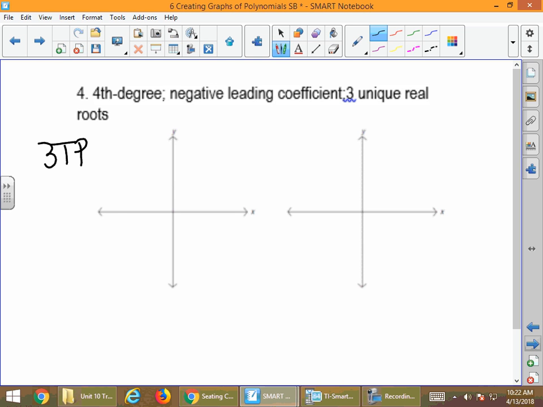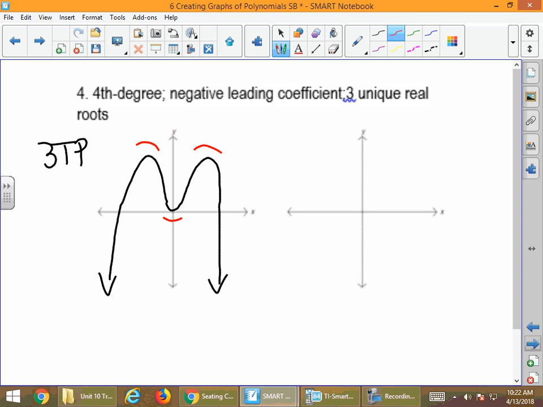So as we take a look at this, I could draw a picture like this. Again, I always like to go back and check. 1 turning point, 2 turning points, 3 turning points. Negative leading coefficient. We are going downward. And then we've got a root here, a root there, and a root there. 3 unique real roots.